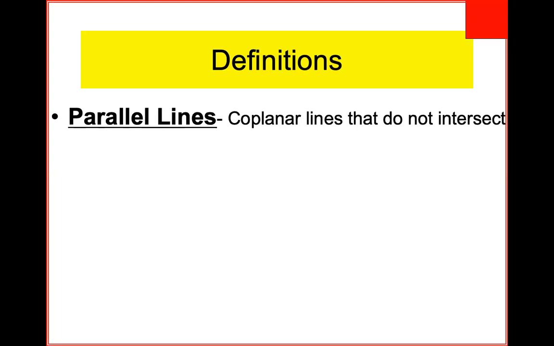Because remember, they could be coplanar and intersect. One plane contains both lines that intersect. But parallel lines are on the plane, they just don't intersect. We will refine this definition later in the chapter.